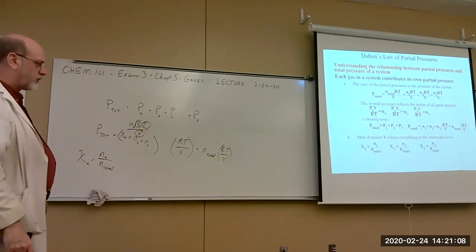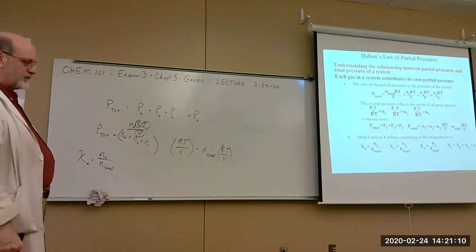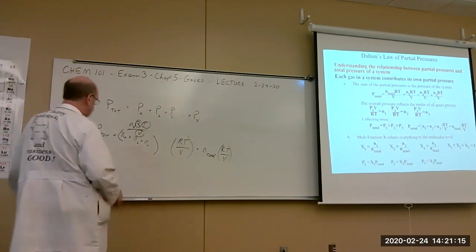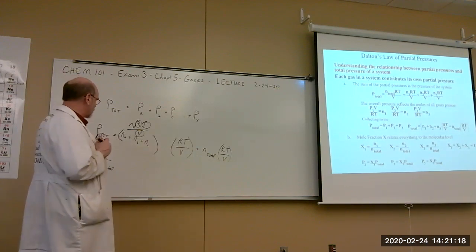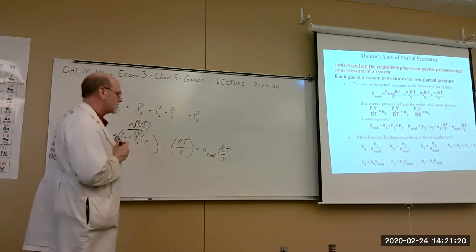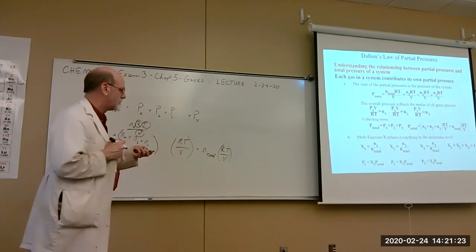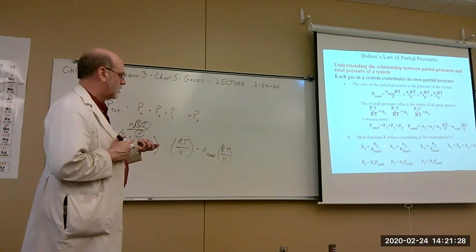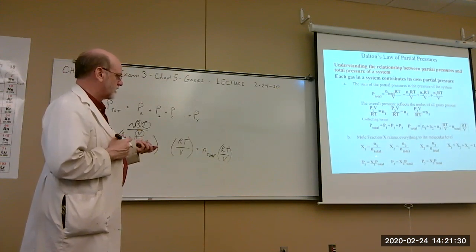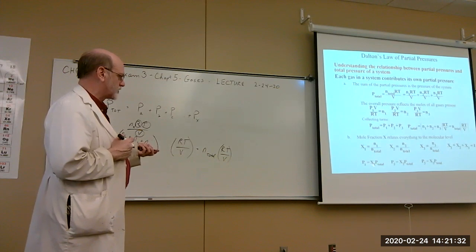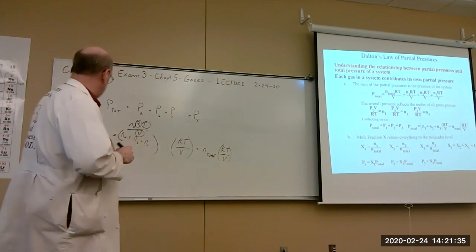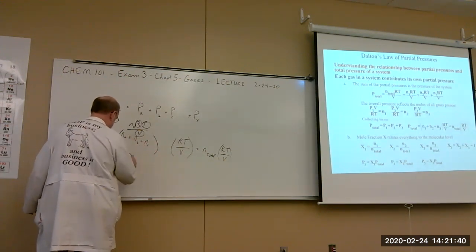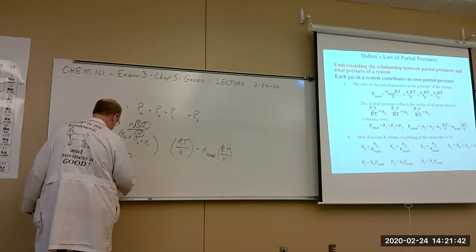And so there's our mole fractions. Add them up, equal 1. And as it turns out, the individual pressure for each one of these is equal to the mole fraction times the total pressure. The mole fraction is also equal to the partial pressure of A divided by the total pressure.